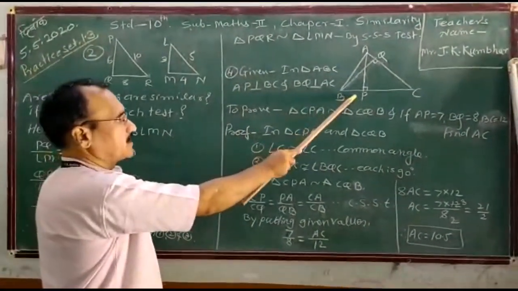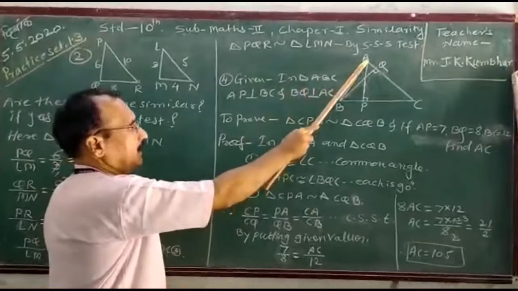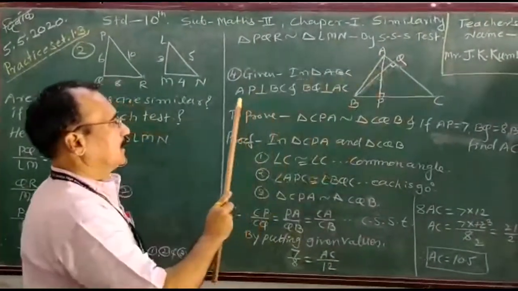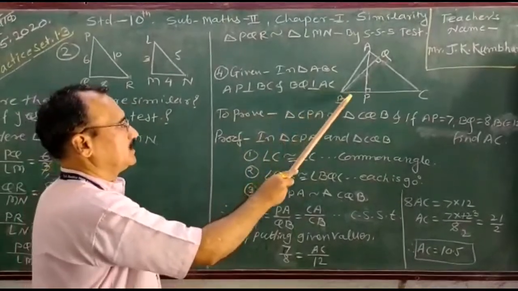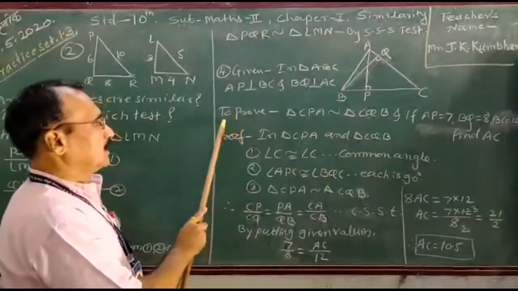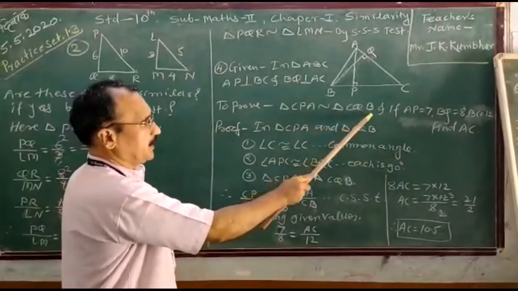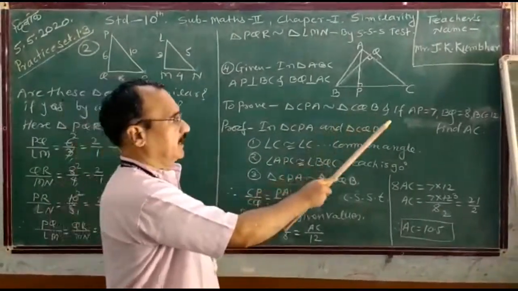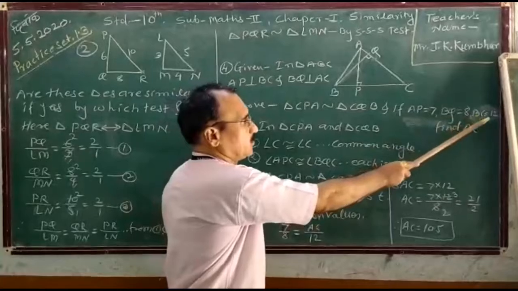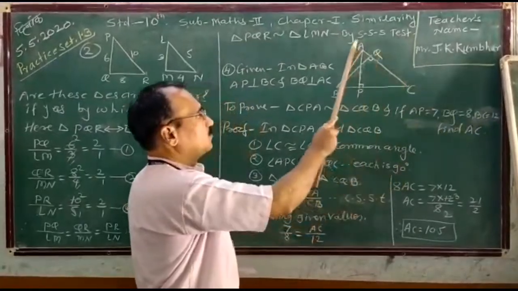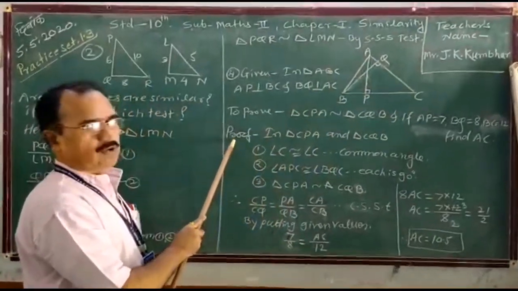This figure is already given in your textbook, and from this figure we are going to write the given: in triangle ABC, AP is perpendicular to BC and BQ is perpendicular to AC, as already given in our figure. Here we have to prove triangle CPA similar to triangle CQB, and if the triangles are similar, then if AP is equal to 7, BQ is equal to 8, BC is equal to 12, find AC. We have to find the length of side AC of triangle ABC. Now we are going to write the proof.